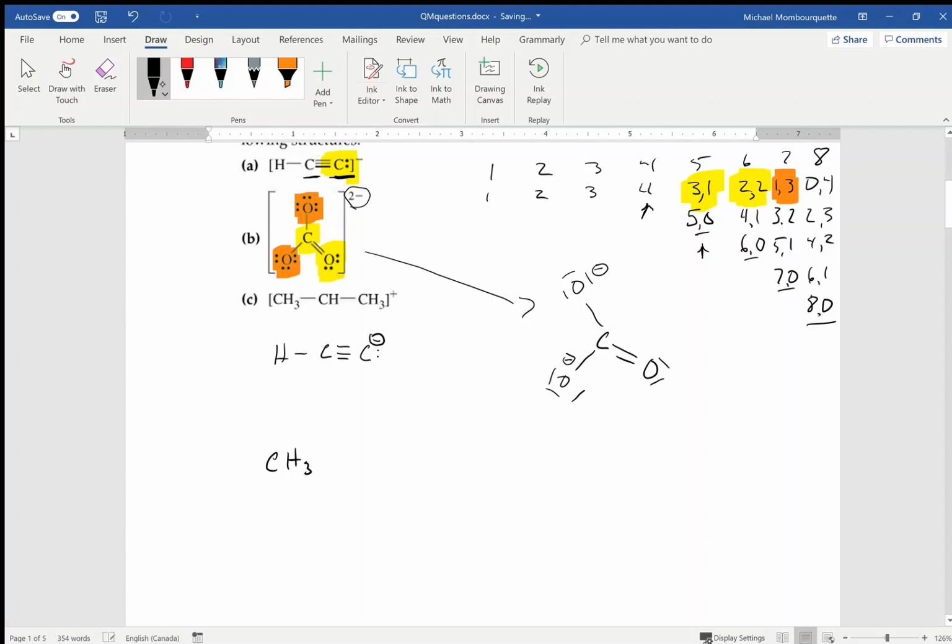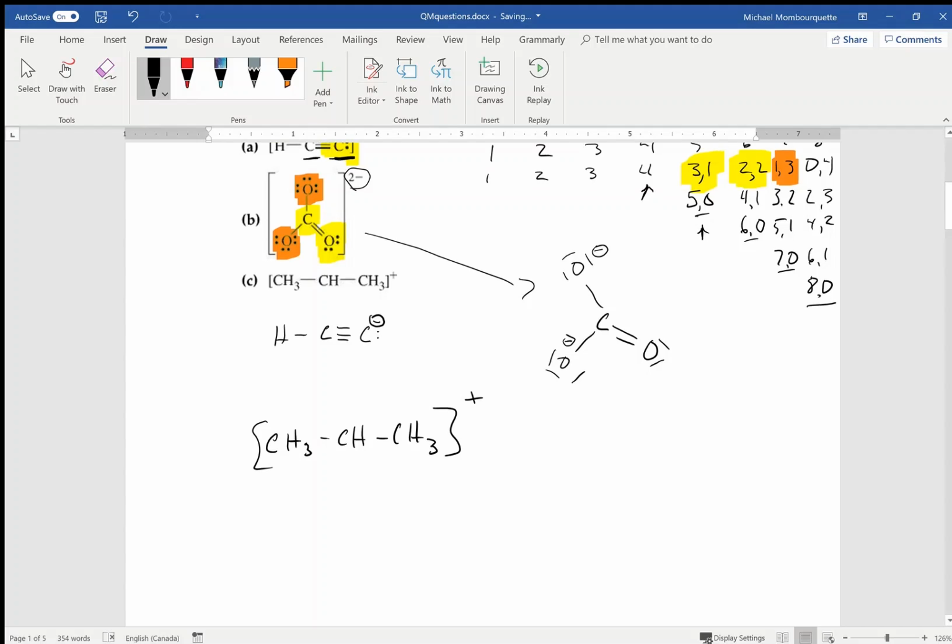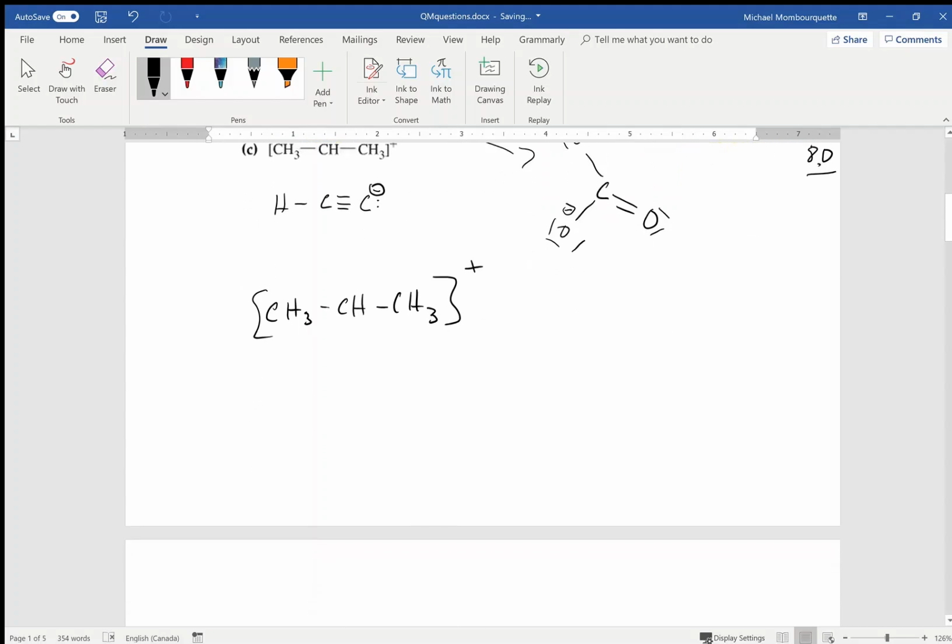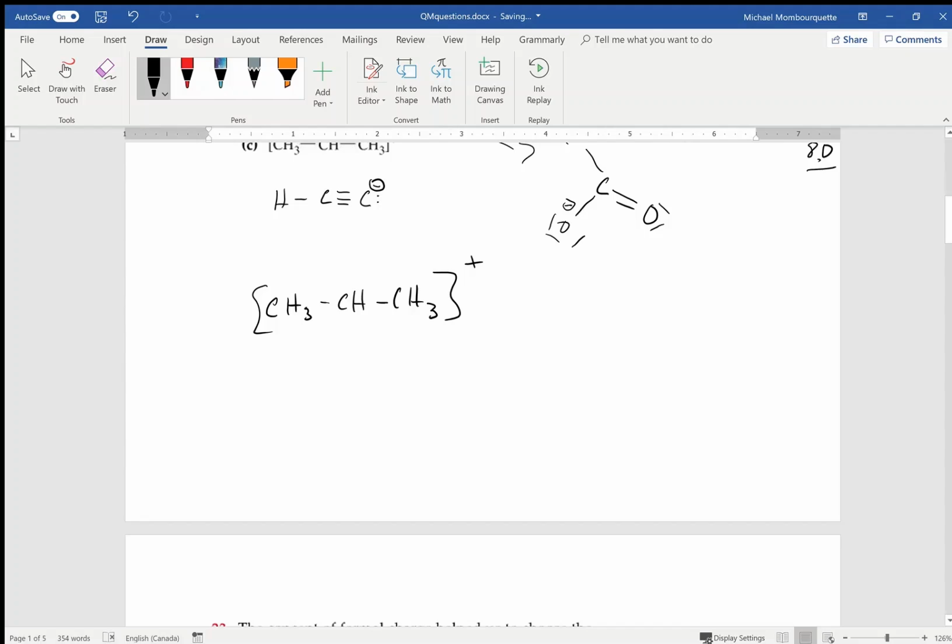CH3, CH3 with an overall plus charge on it. We better draw that out better. That's just not a very good Lewis structure. We can't see where everything is. So I'm going to draw it out a little more explicitly. I'll start with the CH3 here, so carbon with 3 hydrogens, and then a carbon with 1 hydrogen, and then a carbon with 3 hydrogens.